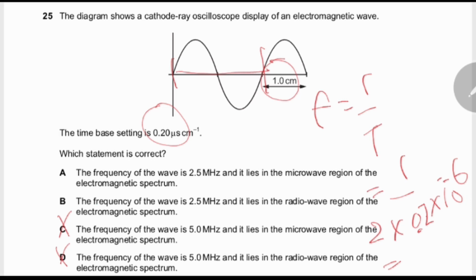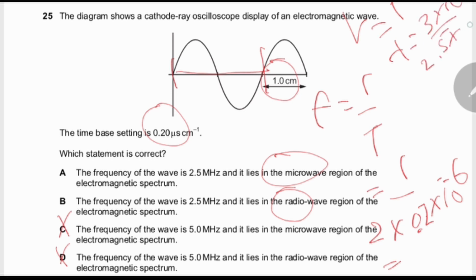So as to whether or not this lies within the microwave or radio wave, we can find the wavelength using the formula v equals f lambda. So your lambda will be 3 times 10 to the power 8 divided by 2.5 megahertz, and you will be able to get 120 meters. So if you remember the electromagnetic spectrum, 120 meters is within the radio wave.